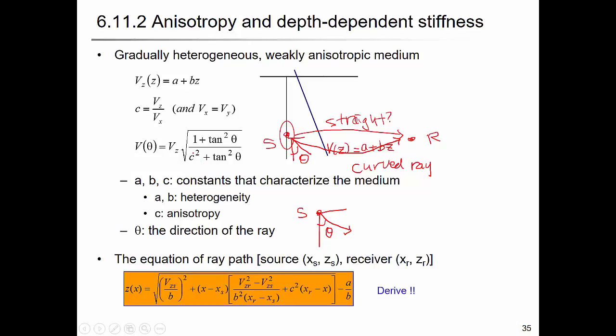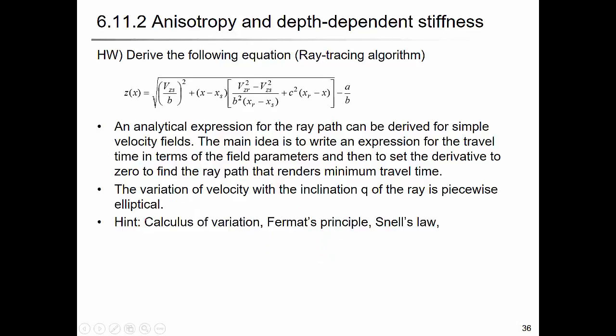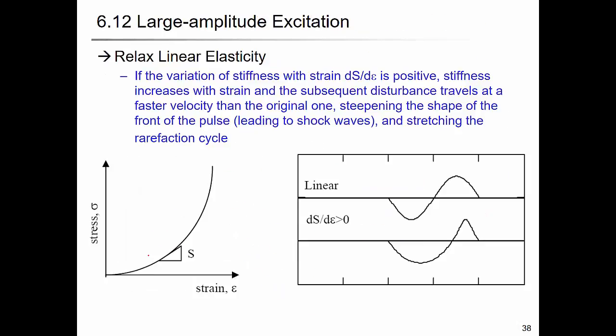The v theta is the vertical velocity times some parameter as a function of theta. And I think they use the calculus of variation, Fermat's principle and Snell's law to derive this equation. So the hint is to use these three principles. Any questions so far?